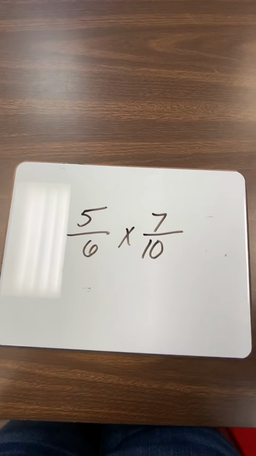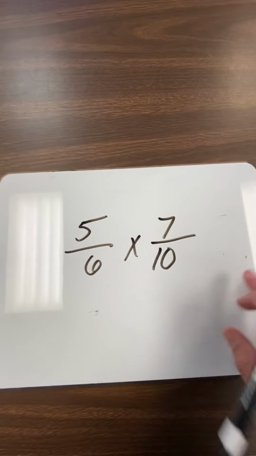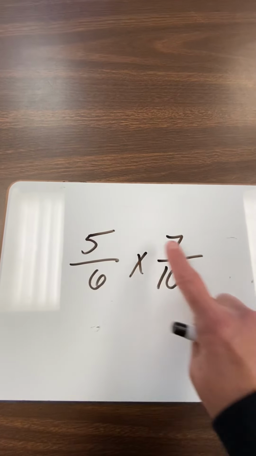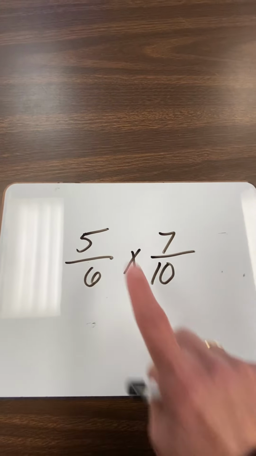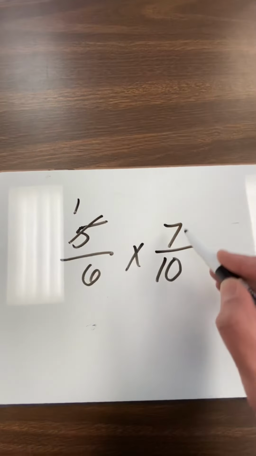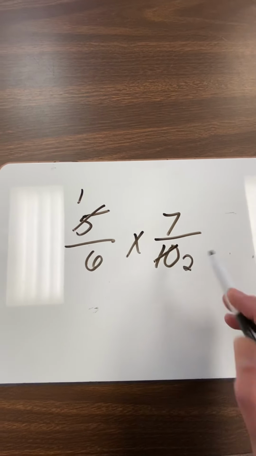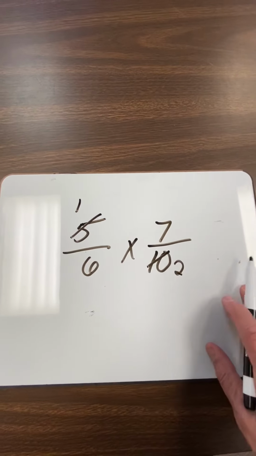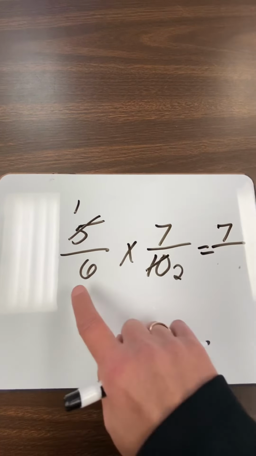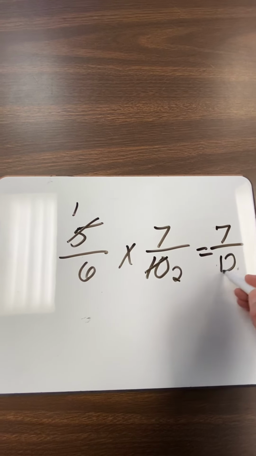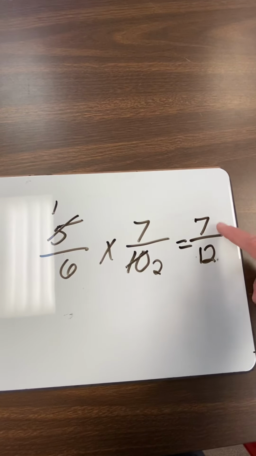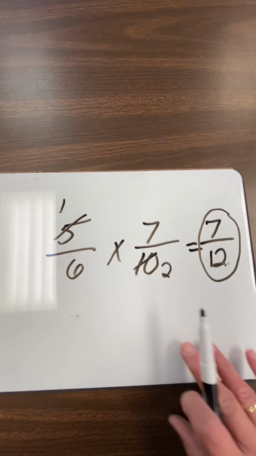Okay, let's look at it. Can the 5 go in, is it a factor of 10? Can 5 divide into 10? Yes. So 5 goes into 5 one time. 5 goes into 10 2 times. Now 2 can't go into 7, so 1 times 7 is 7. 6 times 2 is 12. Nothing can go into 7 and 12 except 1. So we know it's in simplest form.